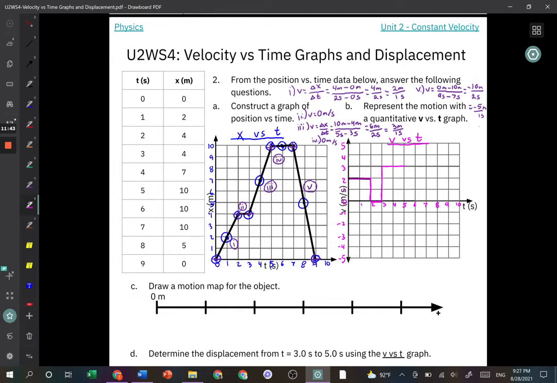From 5 to 7 seconds, the velocity is 0 meters per second because the object is not moving. And from 7 to 9 seconds, we have a velocity of -5 meters for every 1 second.